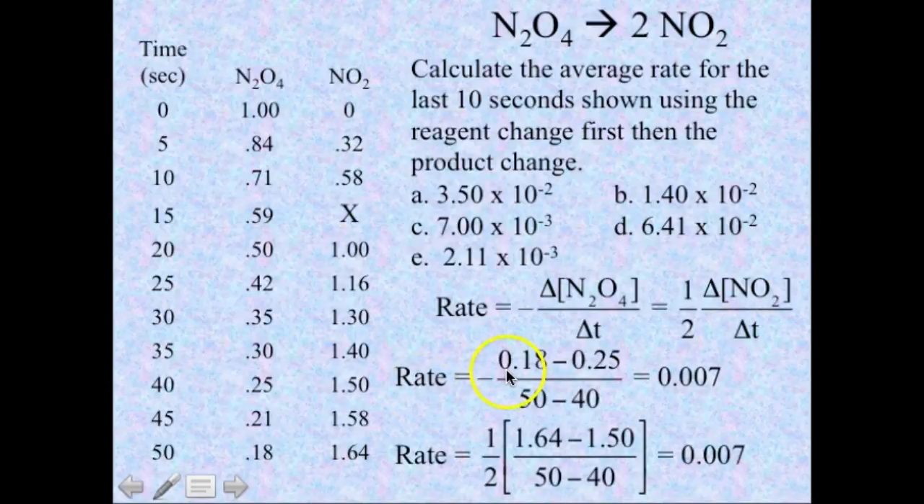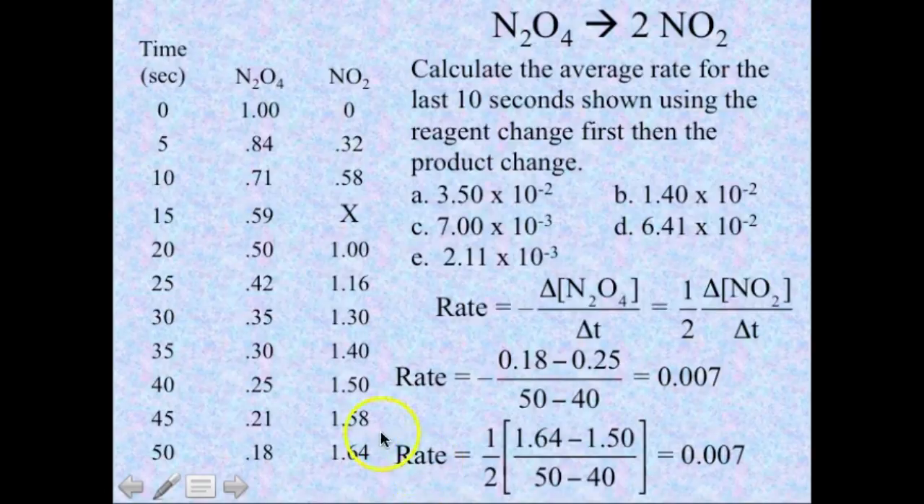For the reagent, looking up in the last 10 seconds, that's 50 and 40. That's the time at 40 seconds and 50 seconds. We have the final concentration of 0.18 and then the concentration at 40 seconds of 0.25 divided by 10 seconds. That would be multiplied by -1 to give you a positive rate change of 0.007.